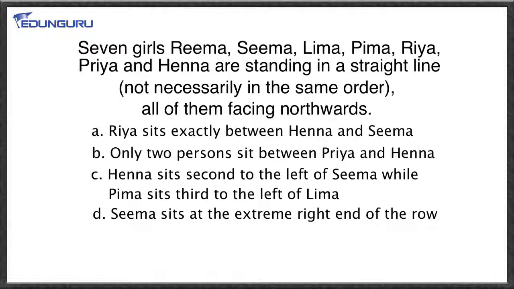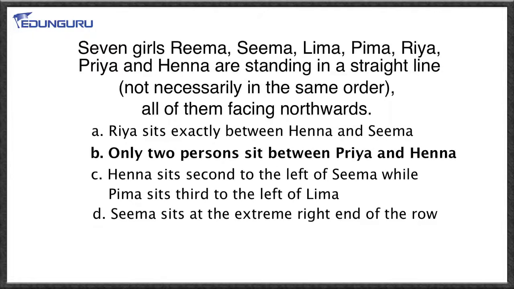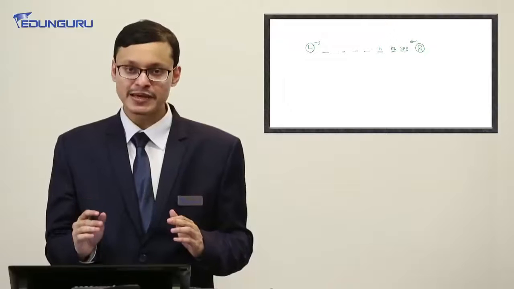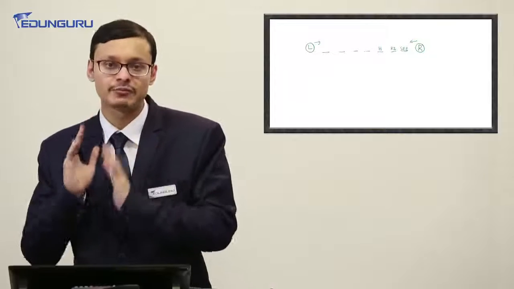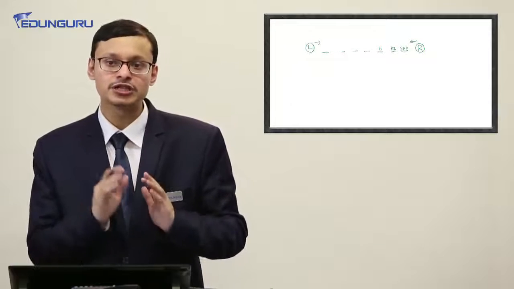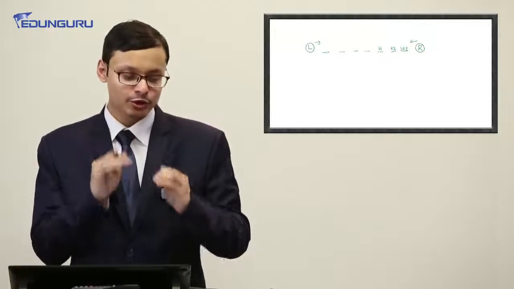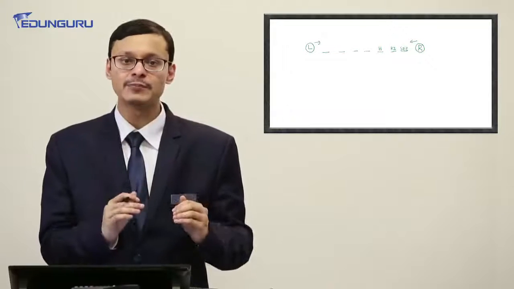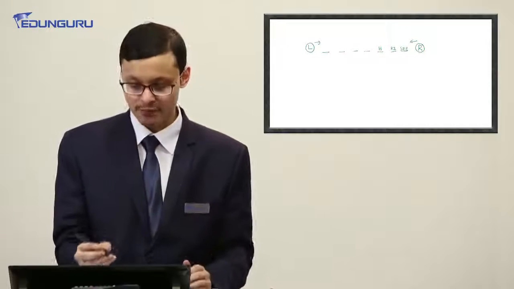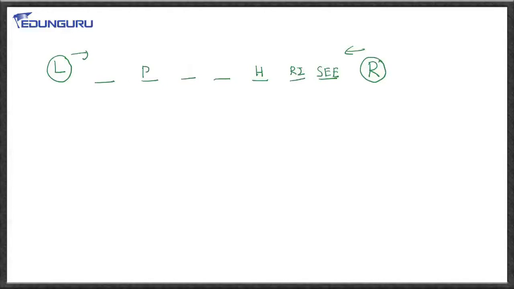So there is one more hint, which is clue B, which says only 2 persons sit between Priya and Henna, which means if Henna sits in position number 5 from left to right, positions 3 and 4 will be occupied by 2 other people, and Priya will be in position 2 from left. So we mark Priya in position 2 from left.